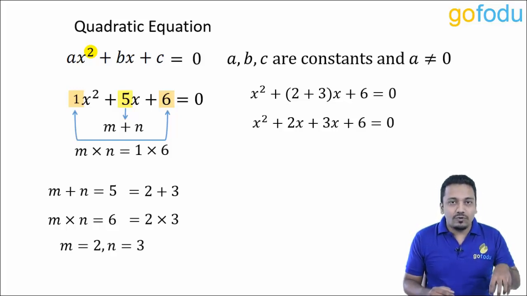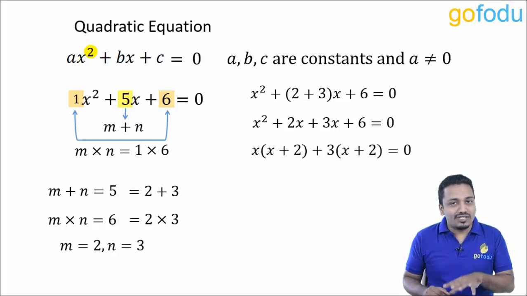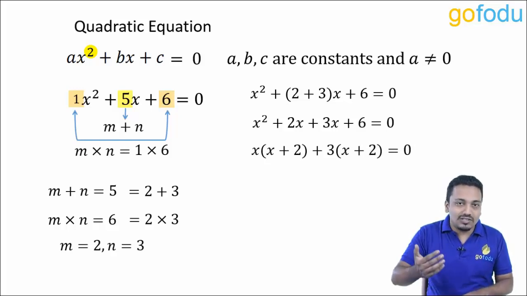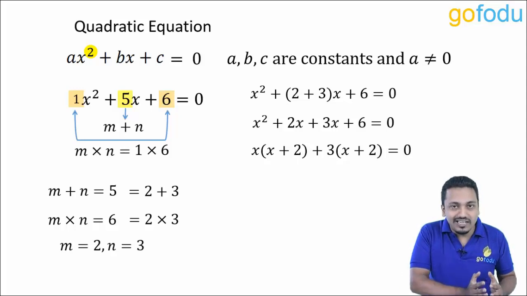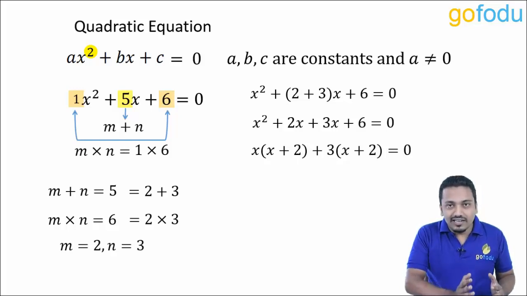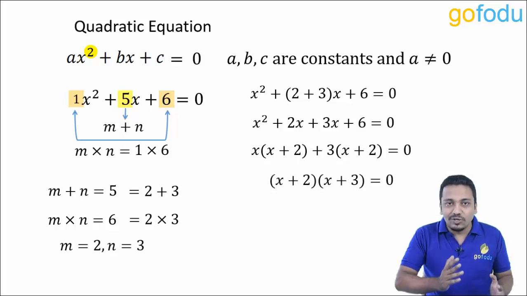Now take pairs of two terms and take out common elements outside the brackets. From x square plus 2x we can take x common, and from 3x plus 6 we can take out 3 common. One more time, we'll take out the common term again. Here the bracket x plus 2 is common. Take it outside and get x plus 2 into x plus 3 is equal to 0.